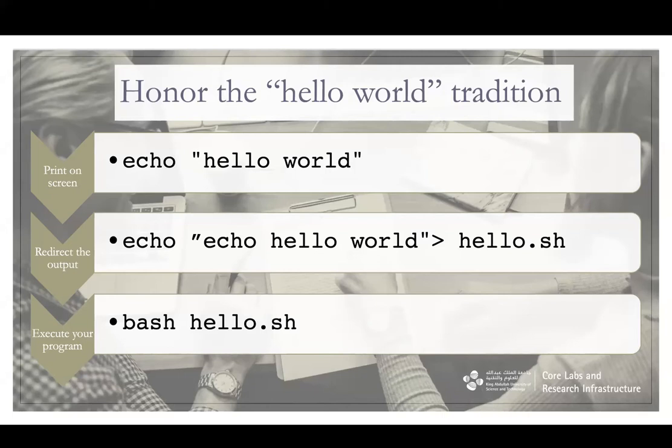Now, I want you to do the following. Echo, double quotations, echo hello world, then redirect it into hello.sh. Go ahead, type it in your terminal. Now you should see nothing in your terminal. Now type bash hello.sh and it should print hello world again in your terminal. If you succeeded with this, congratulations. You just did your very first, very own script in shell.